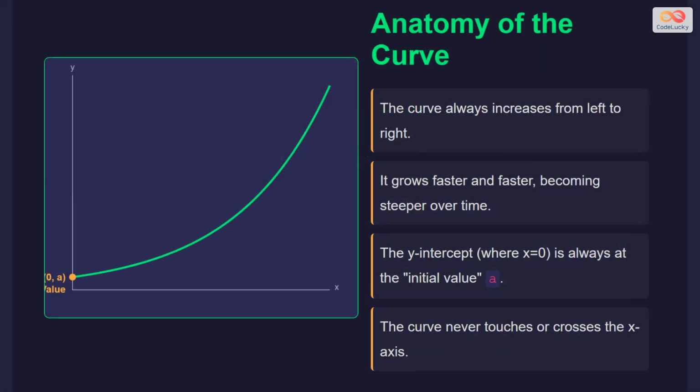The initial value, a, sets our starting point. It's the value of y when x is 0. If you change a, the whole graph shifts up or down. A larger a means you start with a bigger initial amount, making the entire curve higher.